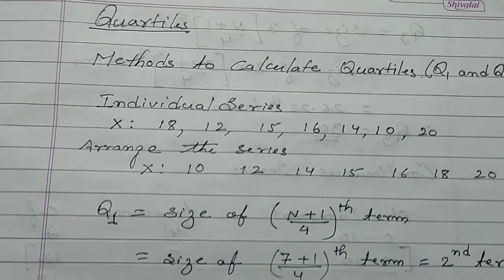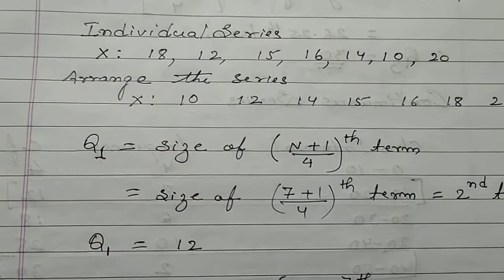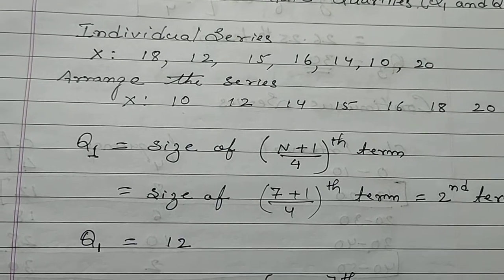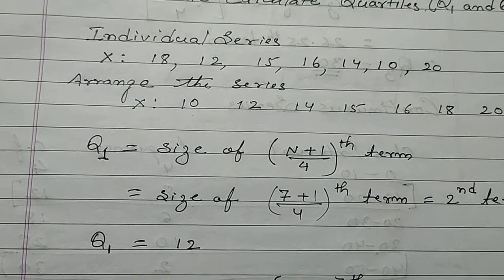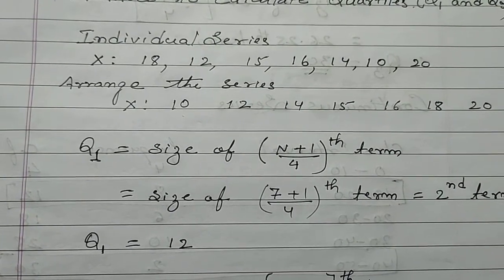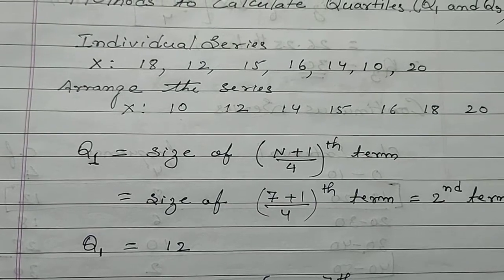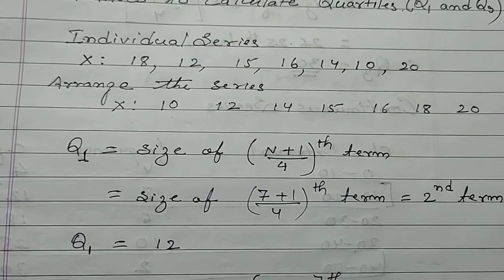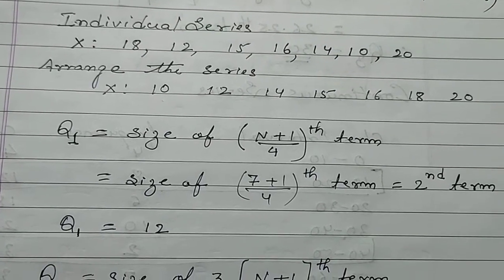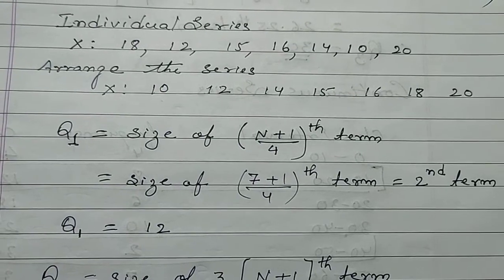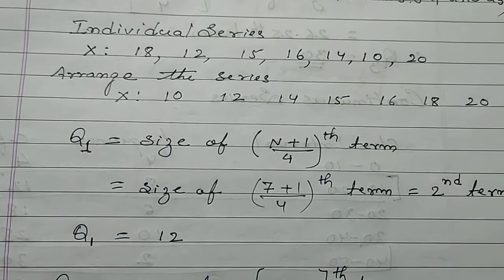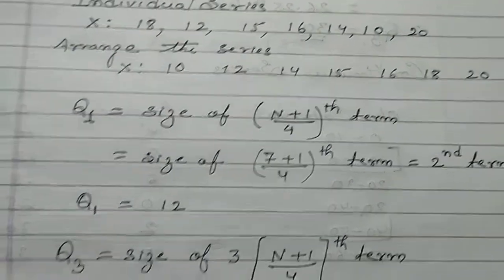Now first we have to get the size of the first quartile. Q1 is equal to the size of (n plus 1) by fourth term. We are using 4 here because it is a quartile, and it divides the series into 4 equal parts. Here n refers to the number of observations, the items in the given series. So the items are 7. So 7 plus 1 by 4 is the second term. In the arranged series we have to locate the second term. The second term is 12. So Q1 is equal to 12.